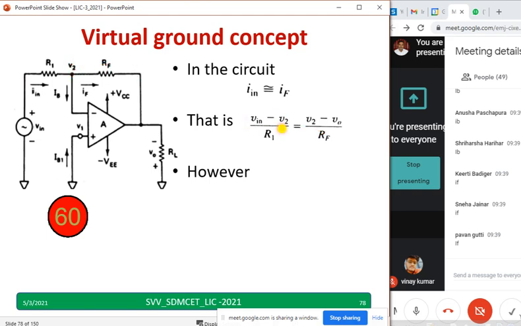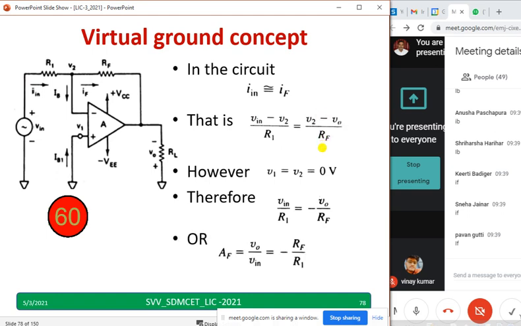These are the currents. However, V1 and V2 are 0. We have discussed already why: V1 is ground, V2 is virtual ground. Therefore, I can write directly Vin by R1 equal to minus V0 by RF, and rearranging I can say AF equal to minus RF by R1. Whatever the virtual ground concept you have used, because of that, within 2 steps we got the same equation that we derived previously.